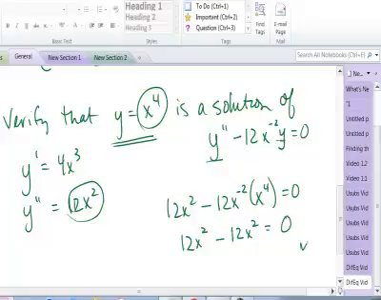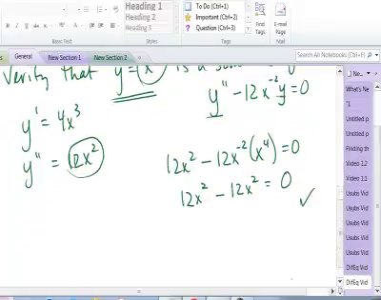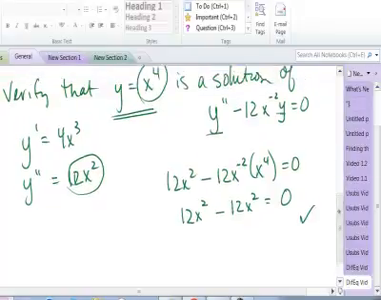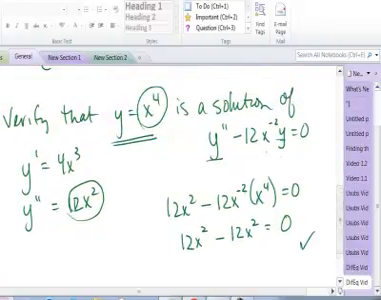All right, so that is verifying solutions to differential equations. Just make sure that when you verify, you don't confuse this with what we did in the last video, which was starting with the differential equation and doing the procedure of separating, integrating, and solving.